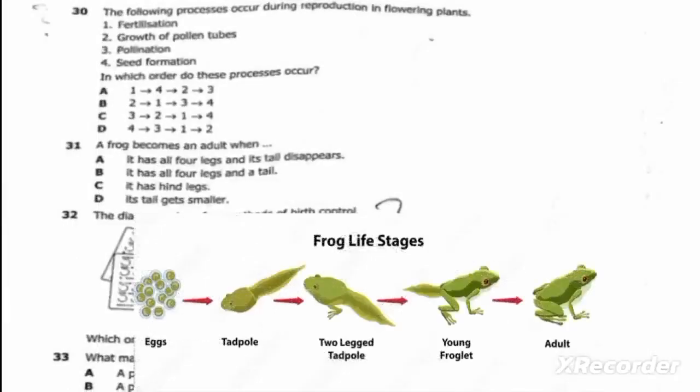So a frog becomes an adult when it has four legs and the tail disappears. We can see that here the tail has disappeared and this one has four legs. Here it has two legs. Here it has no legs. So as it is growing, the number of legs increases from 0 to 4 or from 2 to 4, then the tail disappears. So our correct answer is A.